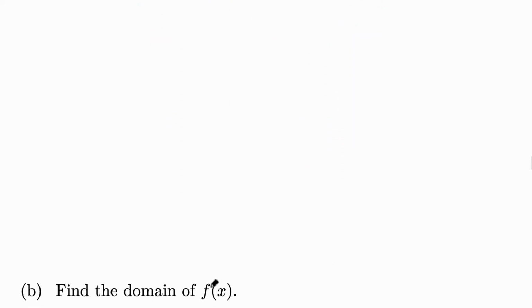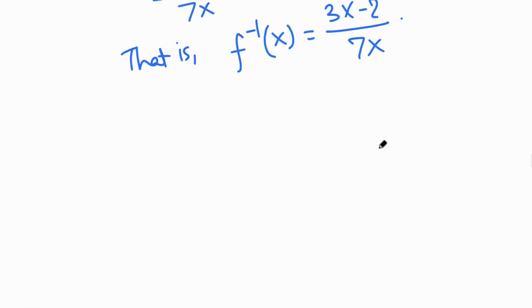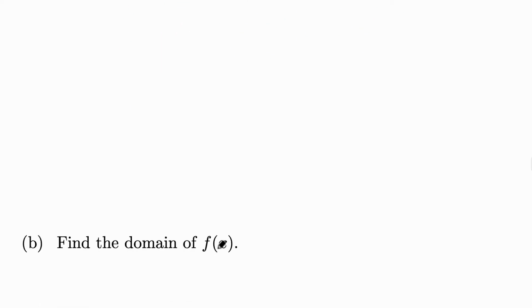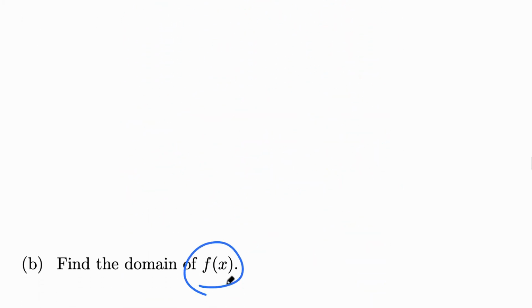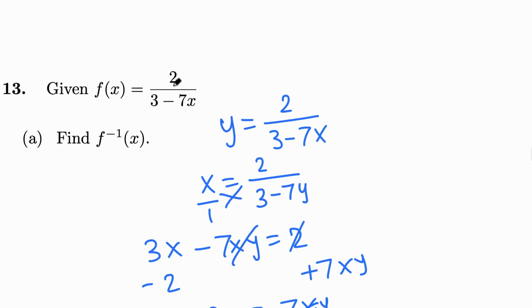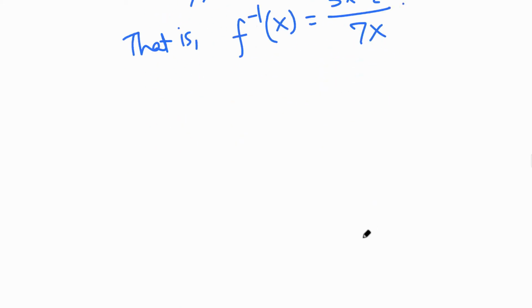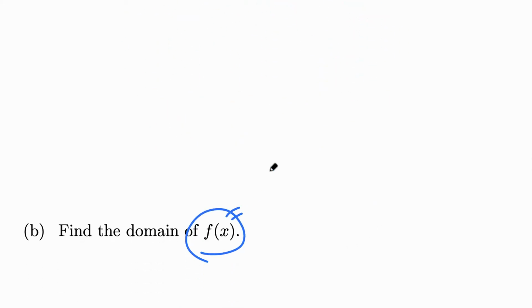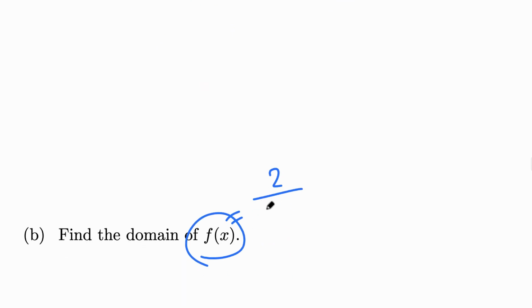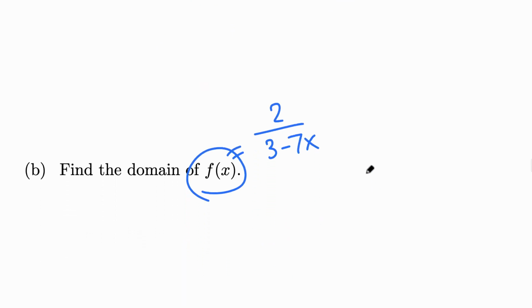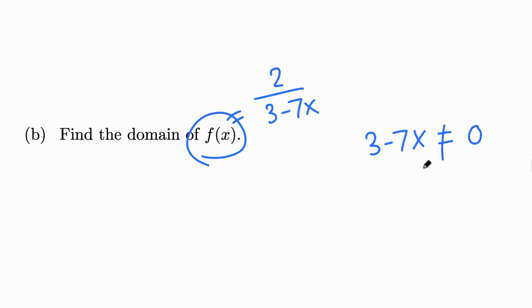Okay. In part B, find the domain of this function. The domain of f inverse. Sorry, this f, 2 over (3 minus 7x). The function is 2 over (3 minus 7x). So the bottom cannot be 0. So 3 minus 7x cannot be 0. Solve for x.